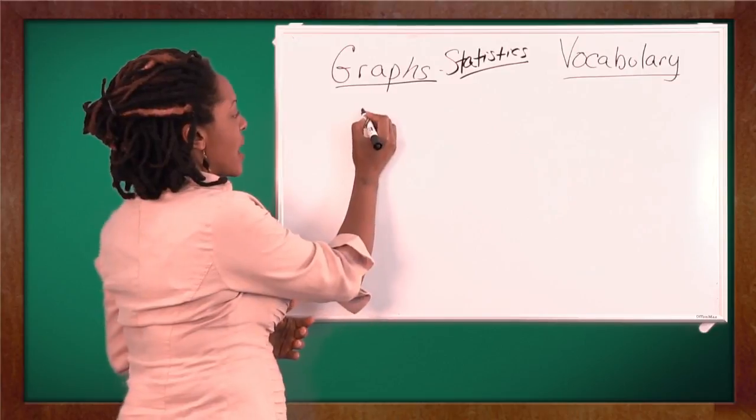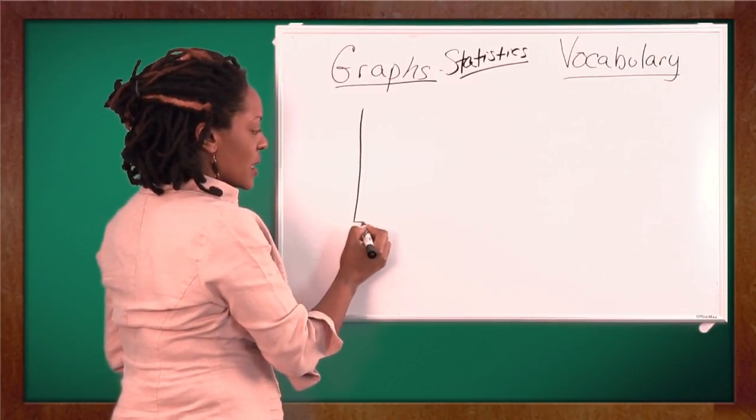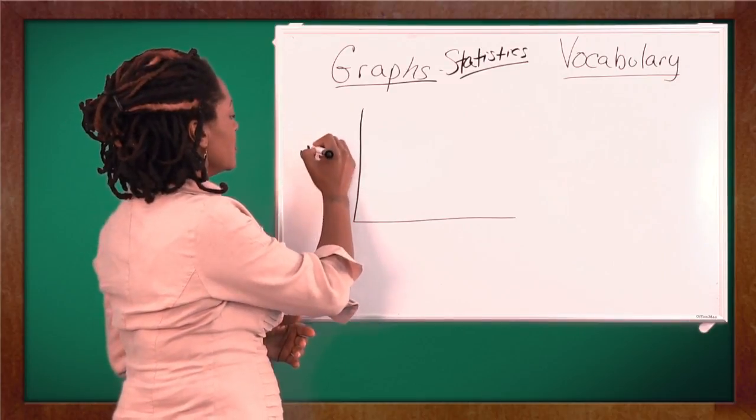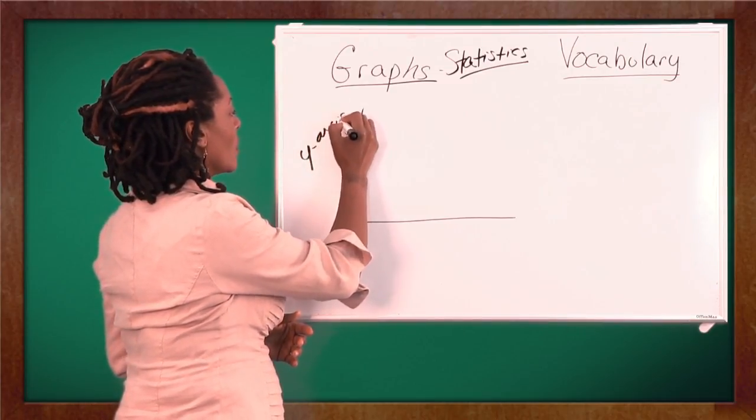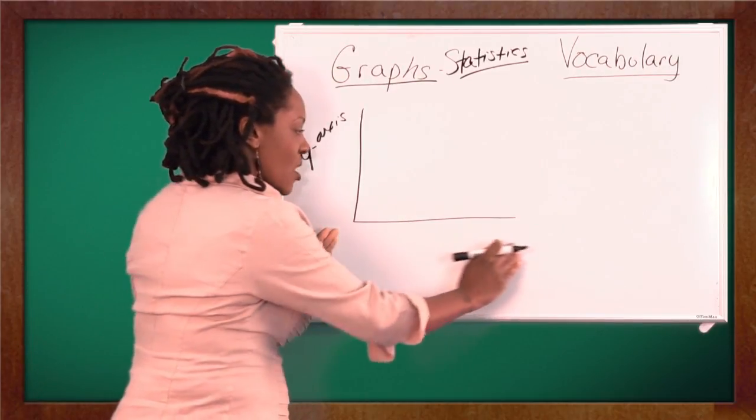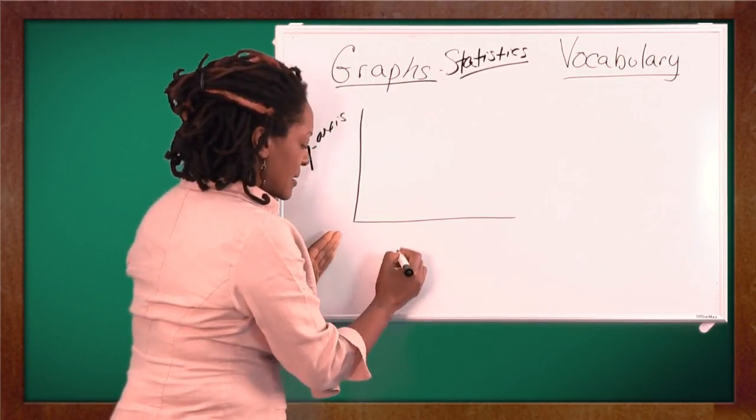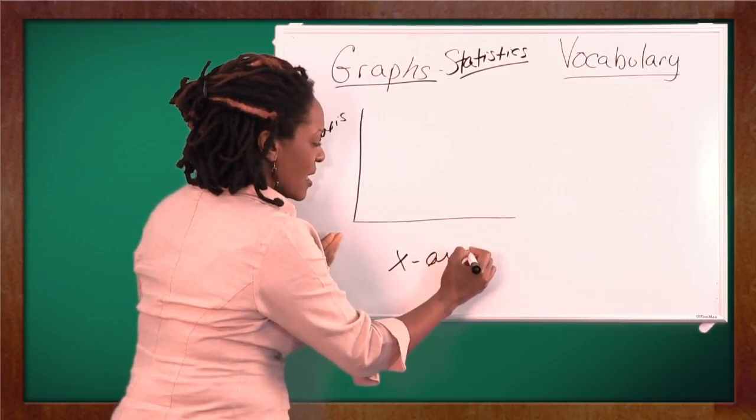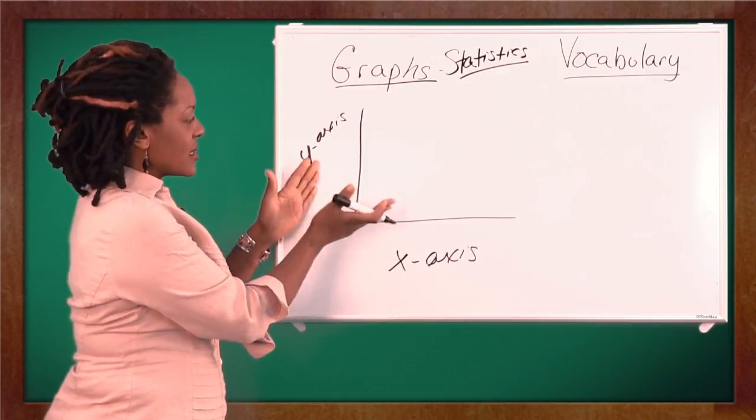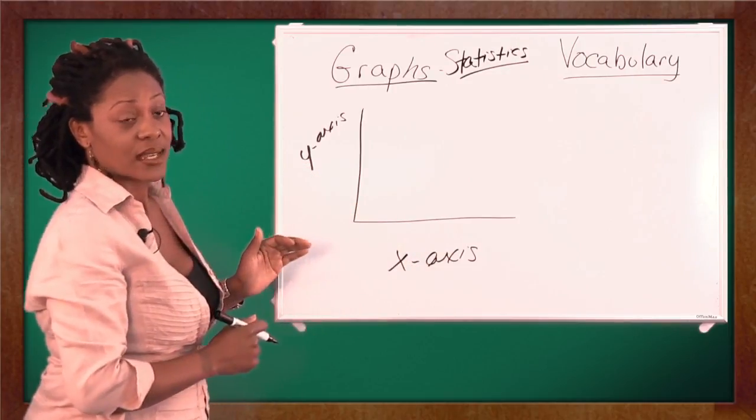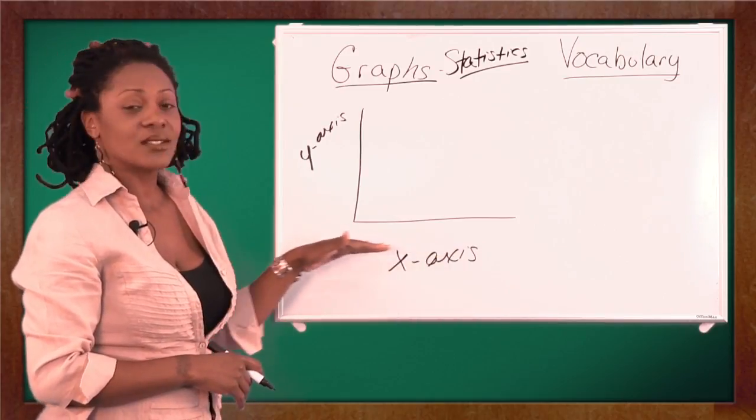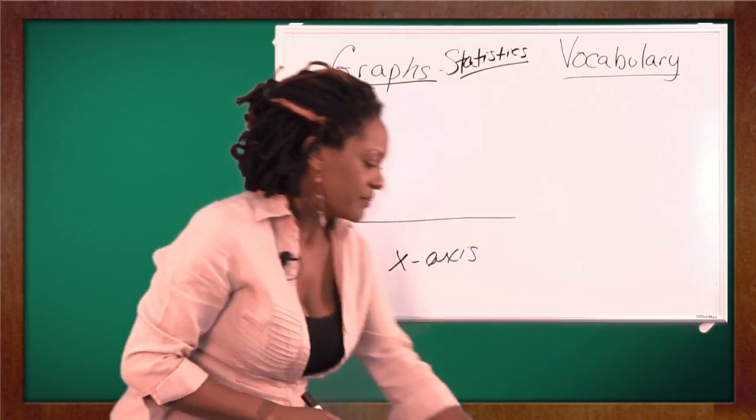On most graphs, you're going to have a line this way and one this way. It's called the axis. This vertical line is your y-axis, and this horizontal line is your x-axis. The axis is just where the two lines meet. So that's the definition of an axis, if you want to write that down: where two lines meet. Vertical is the y-axis, horizontal is the x-axis.